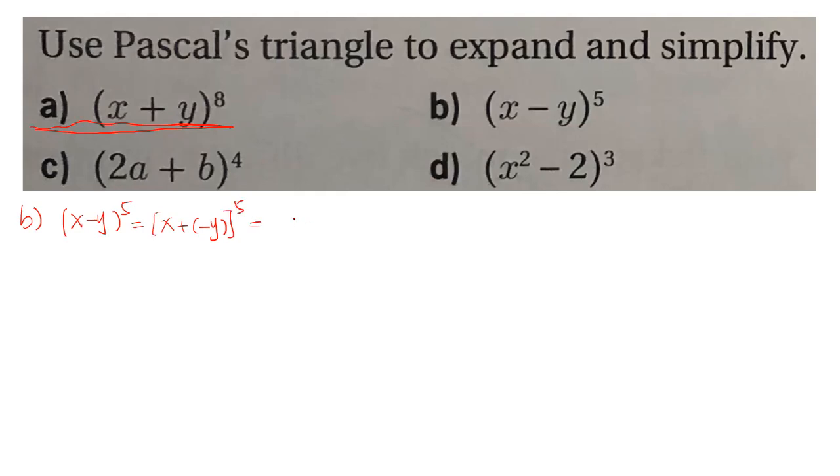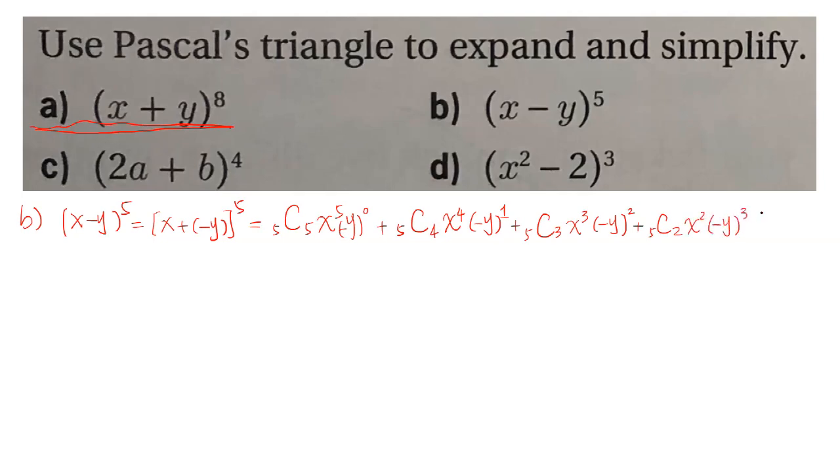So we can use the same formula, which is actually C(5,5) x^5 (-y)^0. And the second term is C(5,4) x^4 (-y)^1. The next term is C(5,3) x^3 (-y)^2. Next term is C(5,2) x^2 (-y)^3. And C(5,1) x^1 (-y)^4. The last term would be C(5,0), sorry, x^0 and (-y)^5.